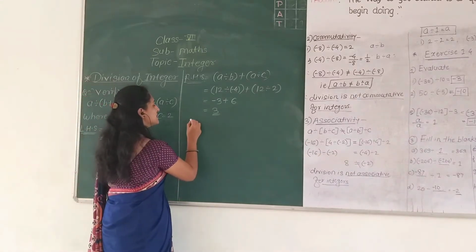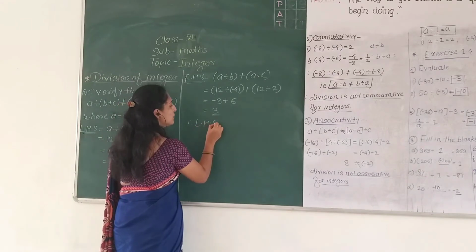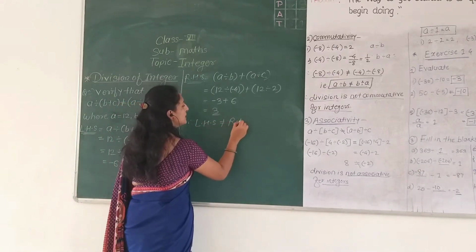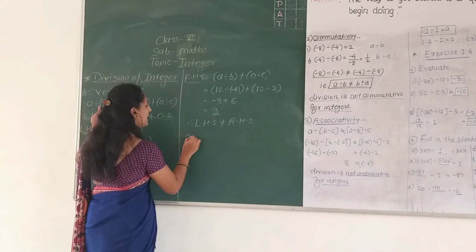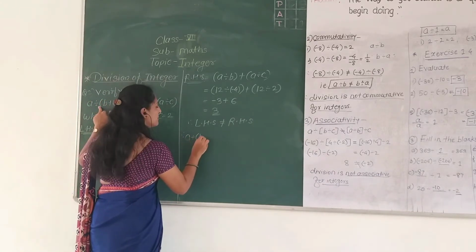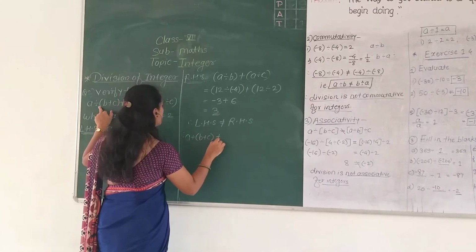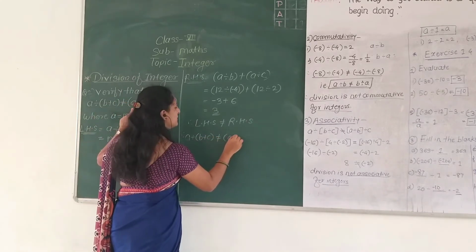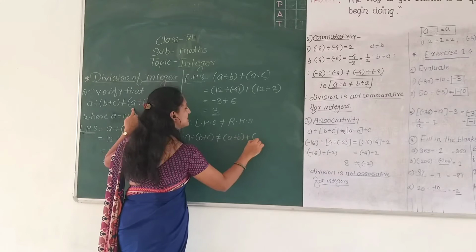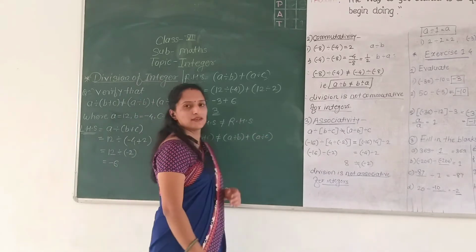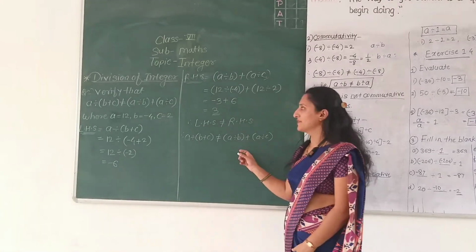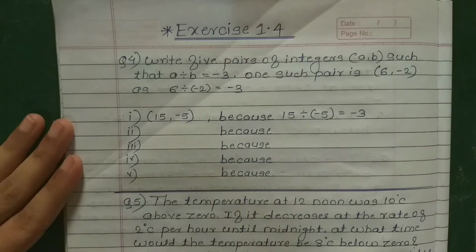So is the LHS equal to the RHS? No. LHS is not equal to RHS. That means here we can write a divided by (b plus c) is not equal to a divided by b plus a divided by c. Will you verify this? This is not equal. Okay?